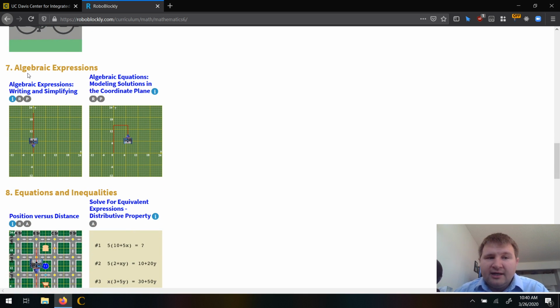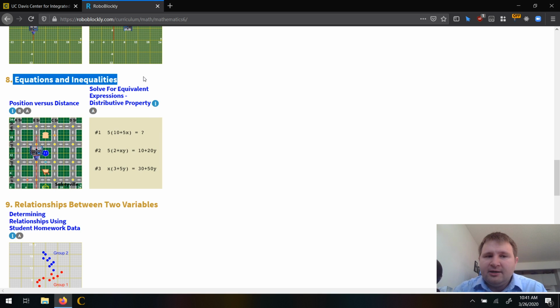We go into algebraic expressions in section 7, where we're writing and simplifying algebraic expressions or modeling solutions in a coordinate plane. And so we really are getting the students much more familiar here with what the x-axis is and the y-axis is, and how what we represent as an xy coordinate actually translates directly to something in the real world, because all of these robotics activities that we have here can also be done on a hands-on robot that you might have in front of you.